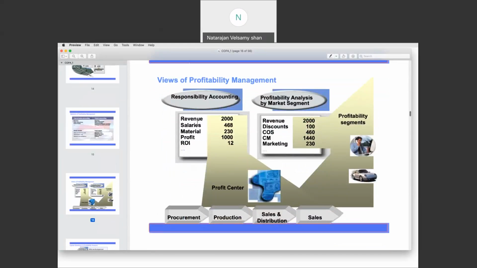Views in profitability management: responsibility accounting and profit analysis by market segment. Responsibility accounting is by profit center, and profit analysis is the COPA profit segments.